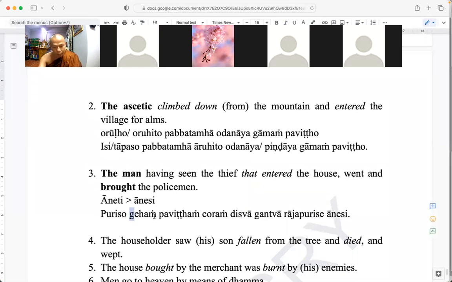These phrases, Gehan Bawaitan Joran Desawa, maybe before the Buddhiso also, it can be understood, no problem. But after the Buddhiso is also okay. Because here the subject Buddhiso has the first function, Desawa, the second function, Gandawa, and the last function, Anesi. That is a formal function with the gerund, you see? Desawa, Gandawa. So finally: Buddhiso Gehan Bawaitan Joran Desawa Gandawa Raja Buddhisi Anesi.